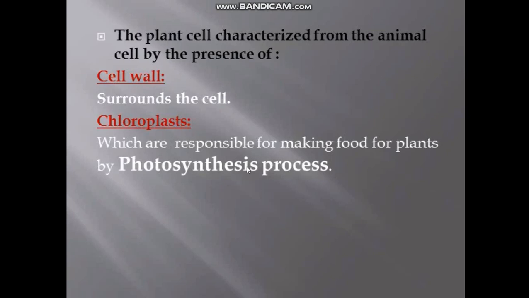We know about the photosynthesis process. This is the process by which the plants make their food by themselves. Chloroplasts help in making the food for plants by the photosynthesis process. These two structures differentiate the plant cell from the animal cell.